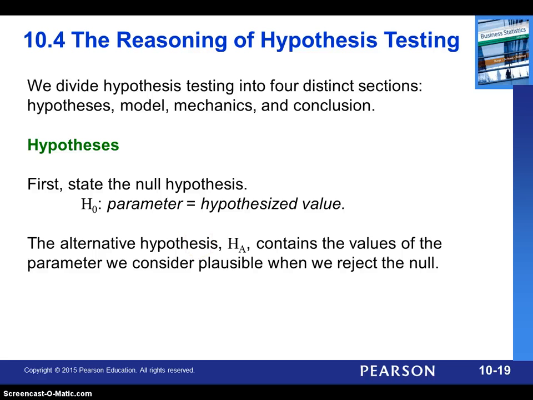Okay, in 10.4 now we're going to go into a little more detail on hypothesis testing and the different sections that are involved. So the first thing we're going to do is state the null hypothesis. So we're going to have a parameter, and we can do this with population means, sample means, and with proportions, so p's. In fact, let's use an example of a p.